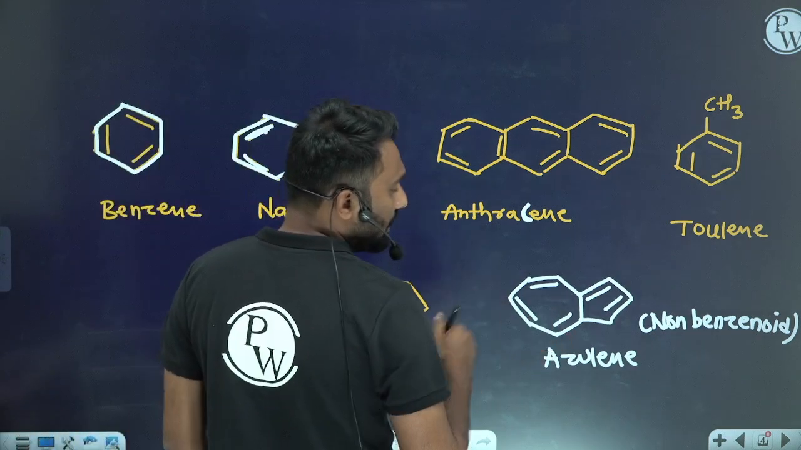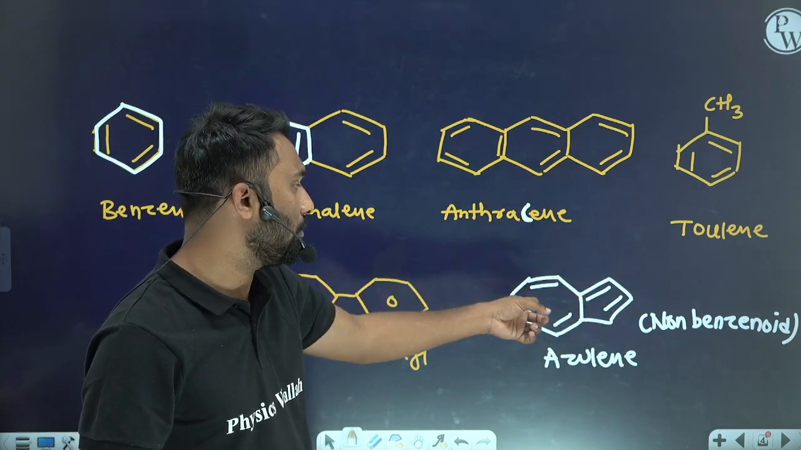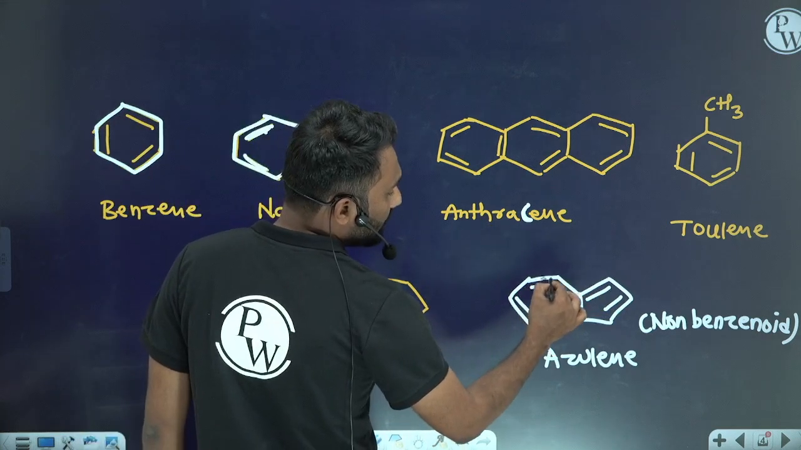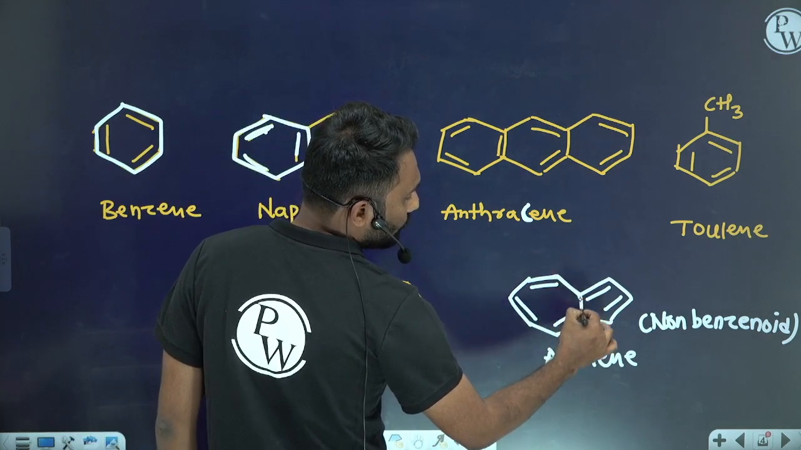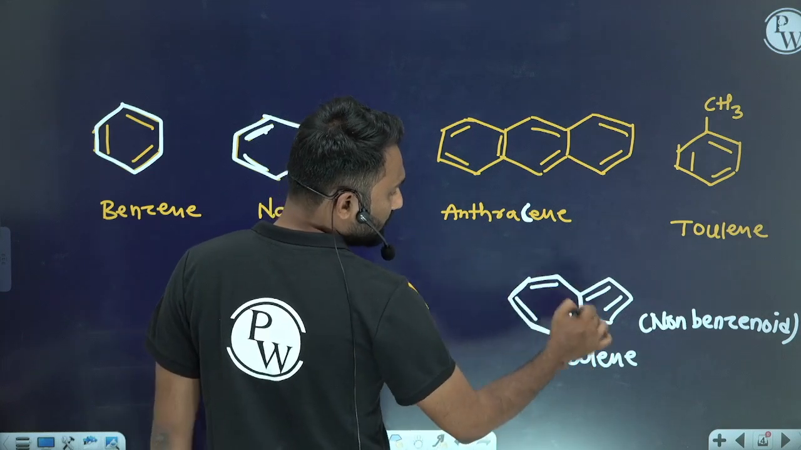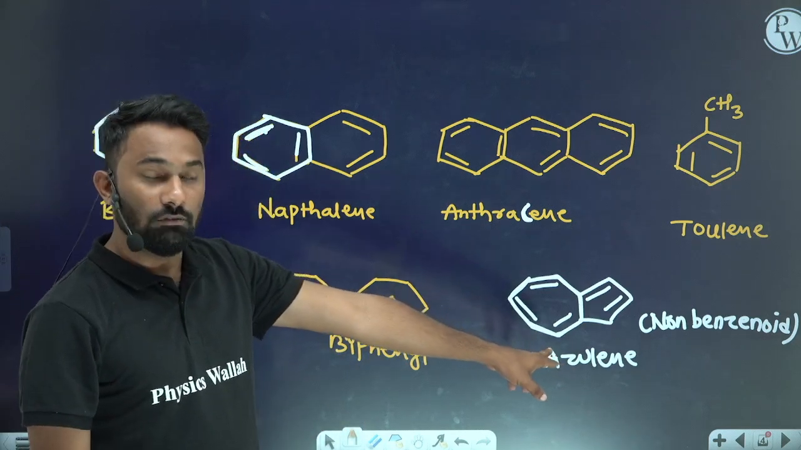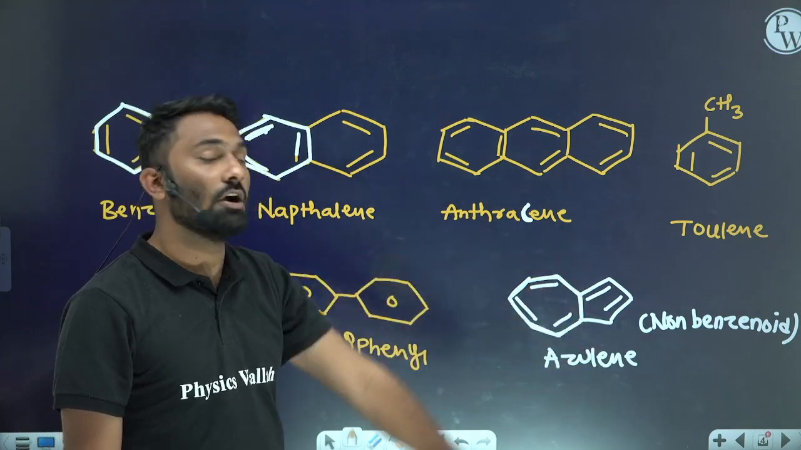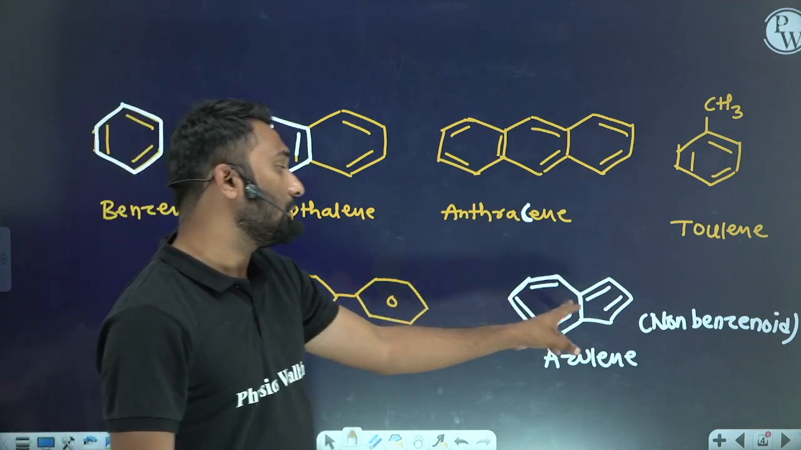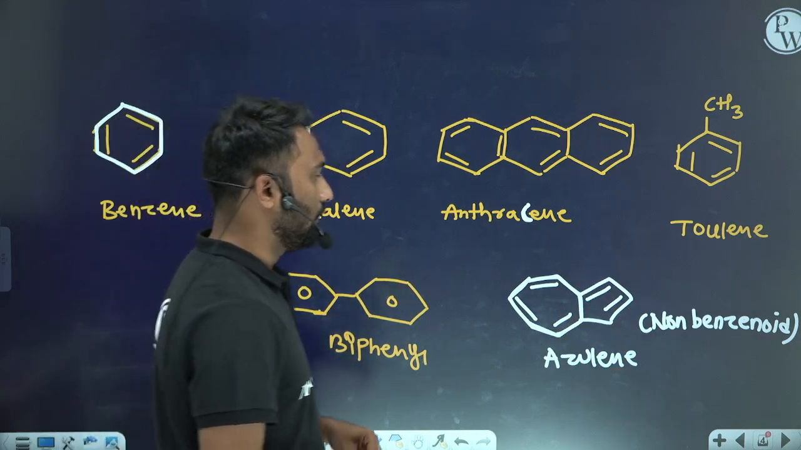Now this is azulene. Even though this is an aromatic compound, it does not have a benzene ring. This is a 7-membered ring: 1, 2, 3, 4, 5, 6, 7. This is not benzene. Even though it is aromatic, it does not have the benzene ring. Therefore this is not a benzenoid; we call it a non-benzenoid. Clear? Next.